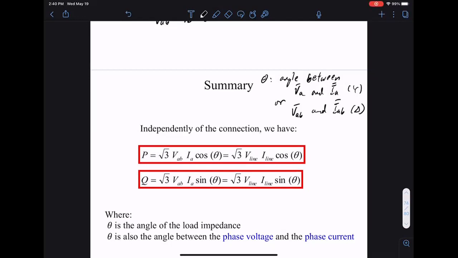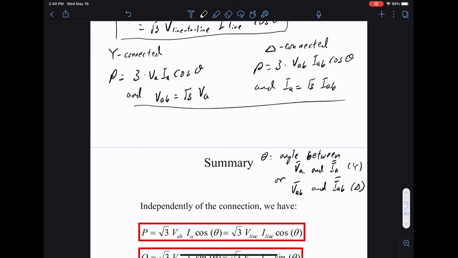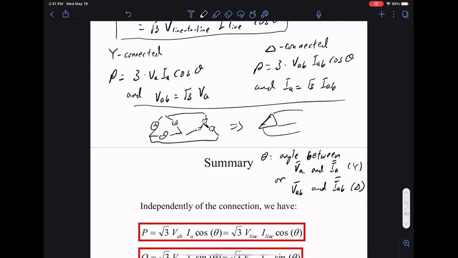Suppose the question says, what if I have a delta connected generator, but a Y connected load? How do I figure out the angle? Right, so this is a Y connected load. The best way is to always convert this to a delta to delta connection. You can always convert the load between Y and delta, and once you do this conversion, it will be clear whether you should use VAB and IAB, or VA and IA to figure out the angle. If the load and the generator are different, always convert the load connection to the generator connection.